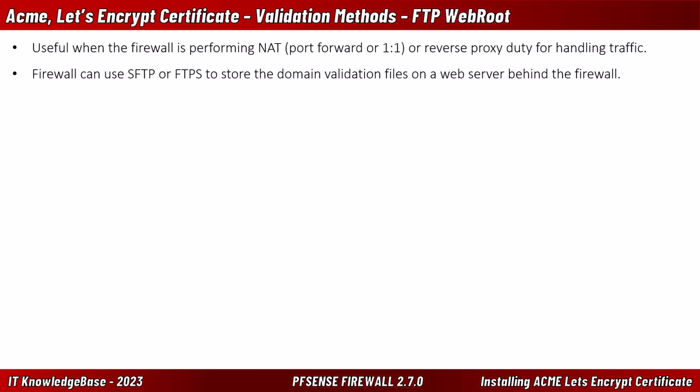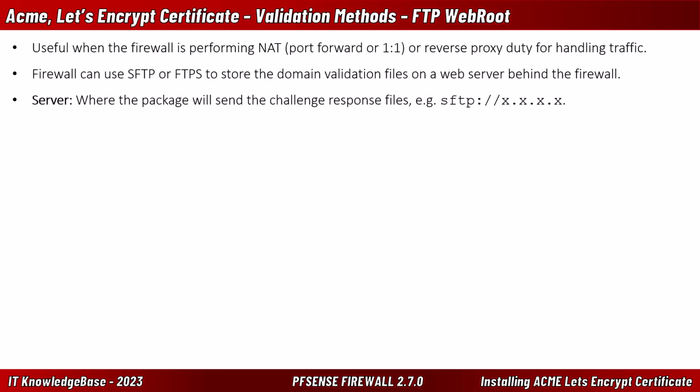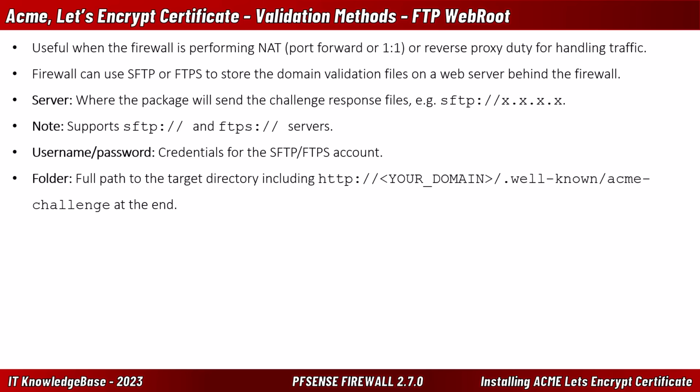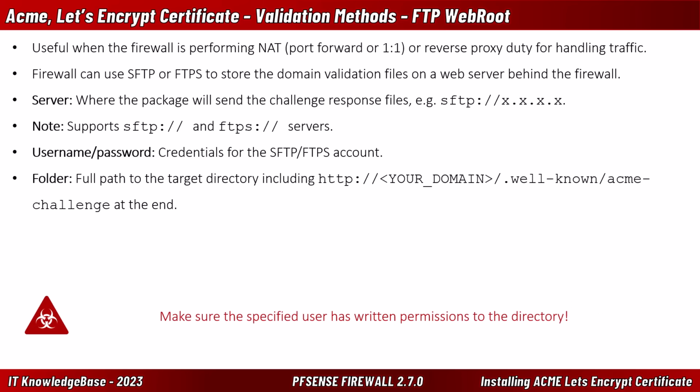This method has the following options. Server, the server where the package will send the challenge response files, for example SFTP and the server IP address. Please note, this method supports SFTP and FTPS servers. Username and password, credentials for the SFTP and FTPS account. Folder, full path to the target directory. This is the most common challenge type today. Let's Encrypt gives a token to your Acme client, and your Acme client puts a file on your web servers at this location. That file contains the token plus a thumbprint of your account key. Please note the warning here. Make sure the specified user has write permission to this directory.